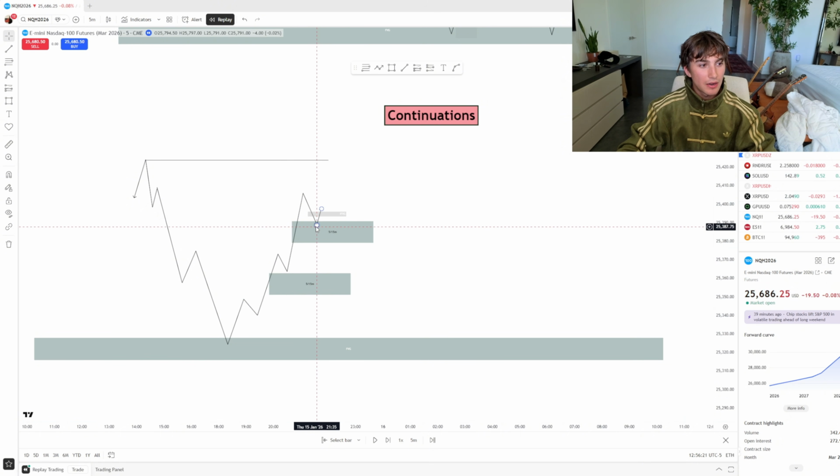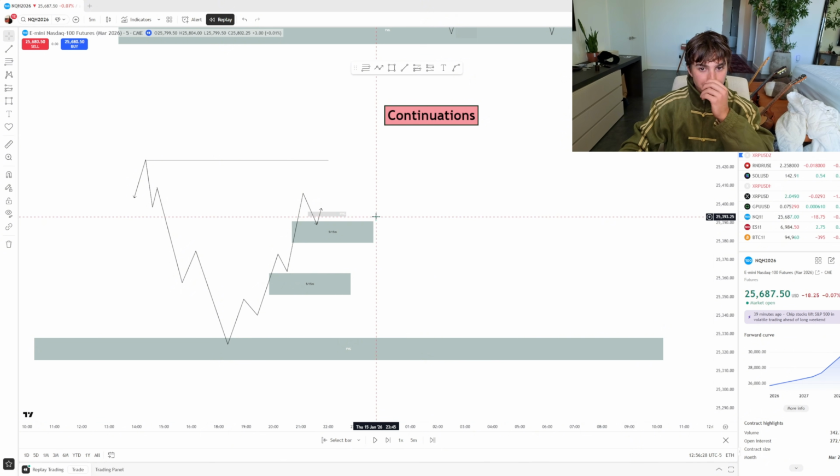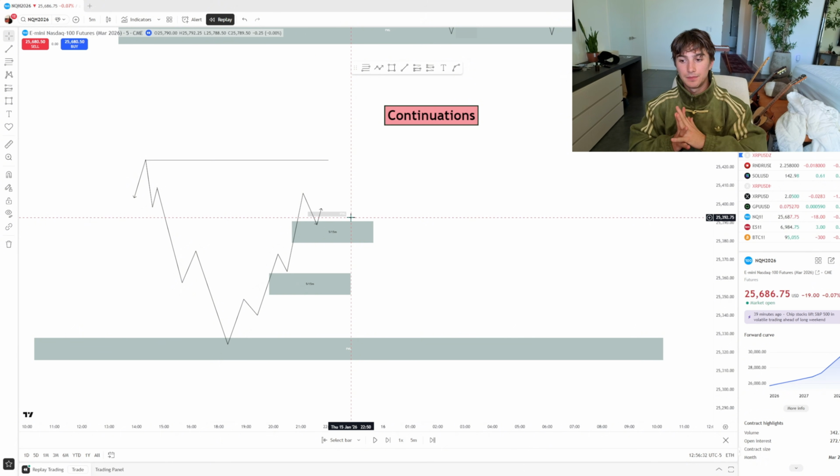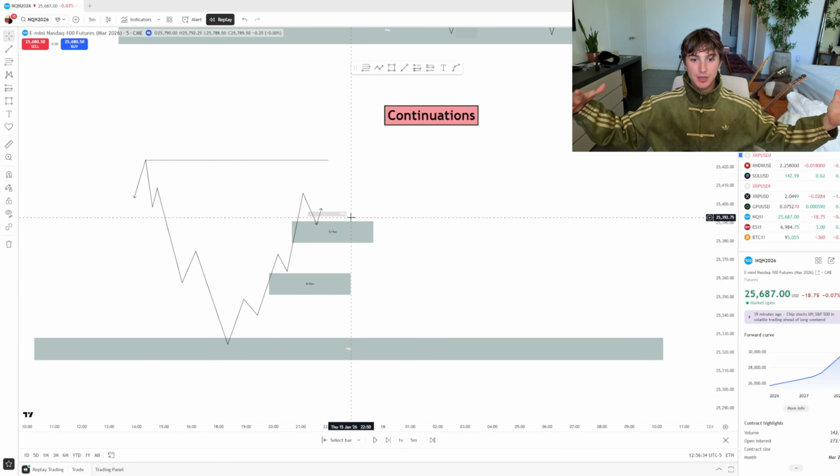If you get a pullback into a 5 or 15-minute gap, that should be enough, especially when you already have good structure and you're utilizing so much momentum. Then this is obviously good enough to be entering a trade.